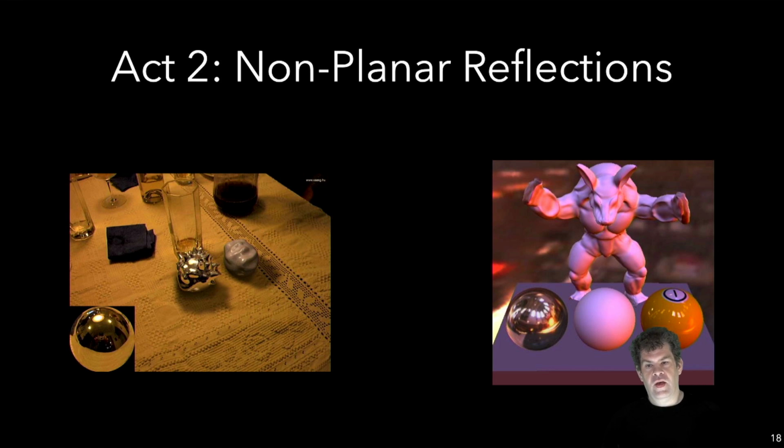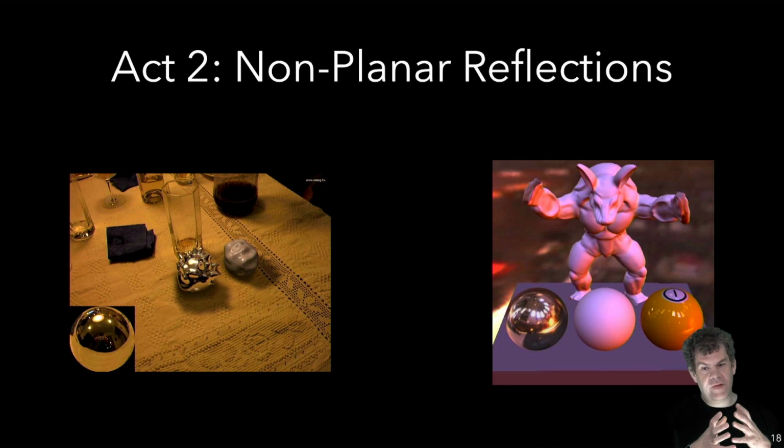So we want to use our environment maps. So what is an environment map? Well, an environment map is a map about the environment. Great. So it's a representation about the environment around a specific point.